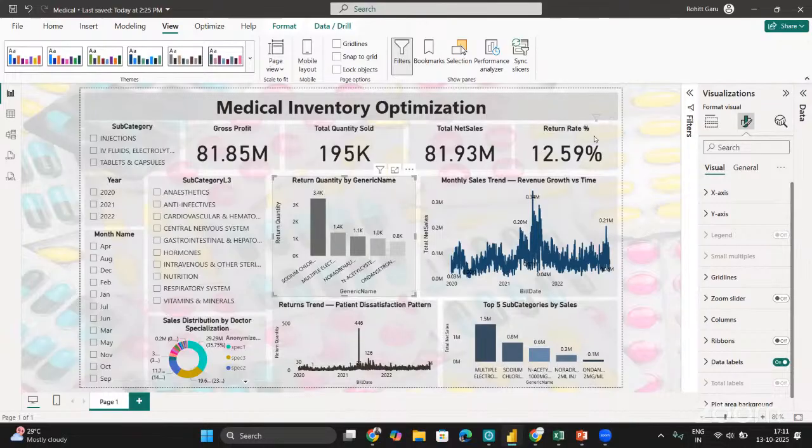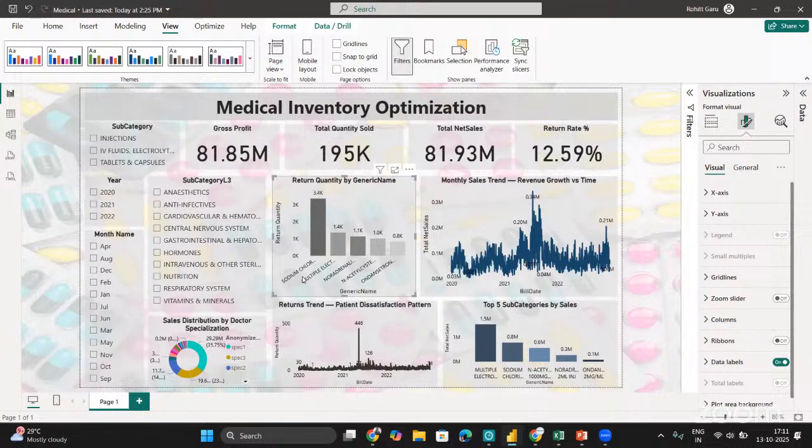And the return rate. One more thing is there: sometimes people buy these medicines, but without using them they return them. They return the unused medicine to our medical shops. For that, 12.59%, meaning about 13% rate is there. The medicines after selling, we get a return. So this is the return quantity by generic names.